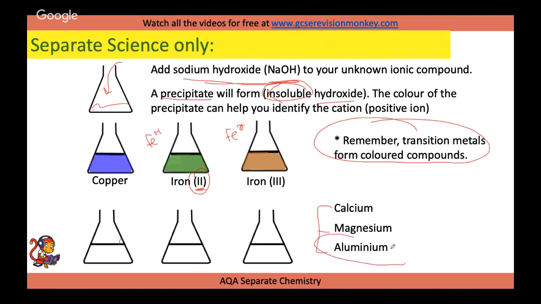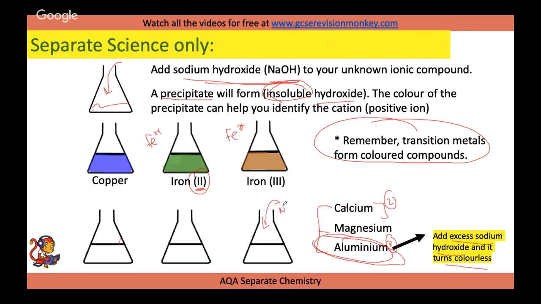Now with aluminium, this one is the odd one out of these three, because calcium and magnesium are both in group 2. So this one's the odd one out because that's in group 3. So think about that one being the odd one out. And this is the one where if you add excess sodium hydroxide, it turns colourless. So if you've got a white precipitate and you add more sodium hydroxide, the precipitate redissolves and it will turn colourless. So you know you've got aluminium.